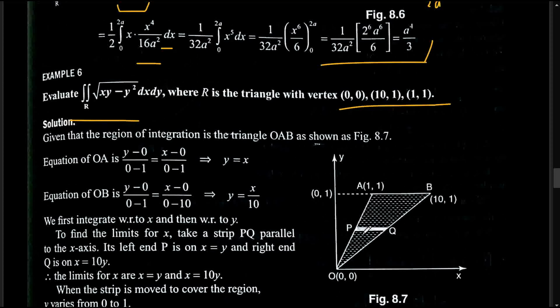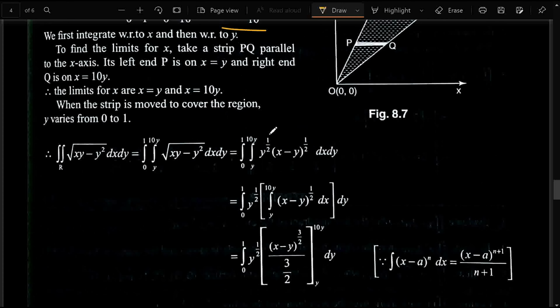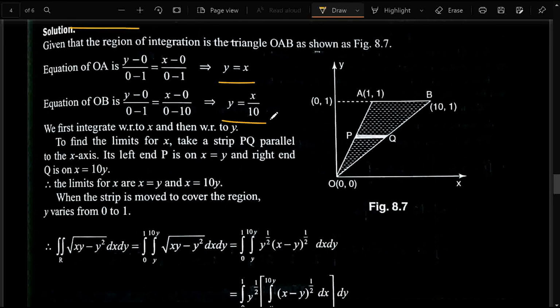You have to plot it here, and then you have to find the equation of the line. How do you find the equation of the line with 2 points? Simple. (y - y1)/(y1 - y2) = (x - x1)/(x1 - x2). That's it. So you used to get this. From this you get the equations, and after getting the equations, you take a strip horizontally.